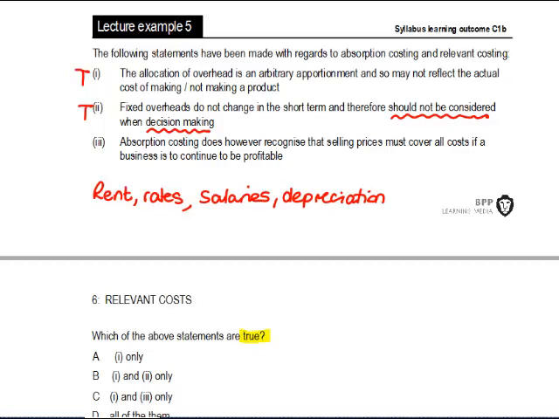So, for example, we might decide to cut salary costs by actually making some redundancies, or we might decide not to rent a warehouse or indeed to rent another one. So fixed overheads don't change in the short term in general, but in the long term they do. So for short-term decision making, we're always going to ignore those fixed overheads in the short term.